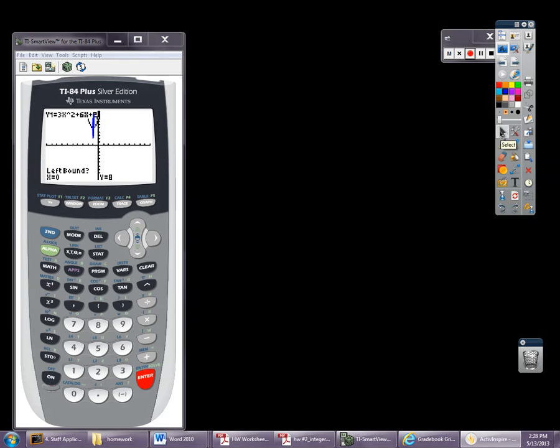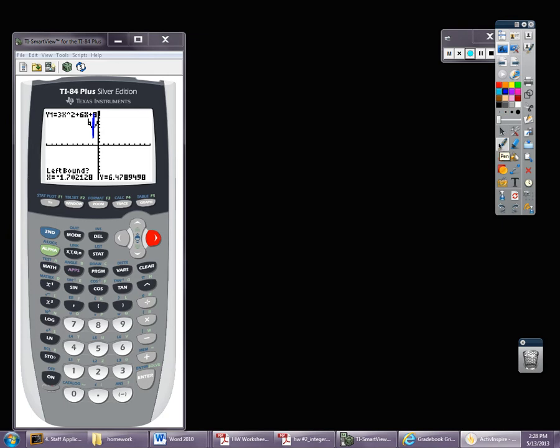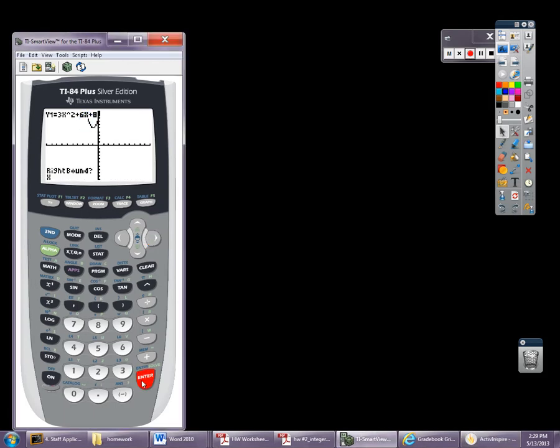So what we need is we need this cursor to be on the left side of that imaginary line and then the cursor to be on the right side of that imaginary line. So we have our line, which is right there, and now the cursor is on the left side. So it's somewhere on this side. So once it's on the left side of that, we hit enter for our left bound, and now we can try to find the right bound.